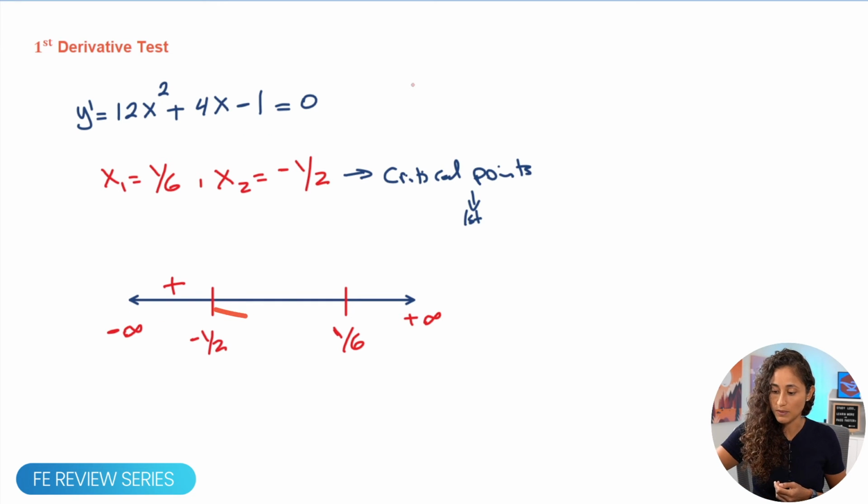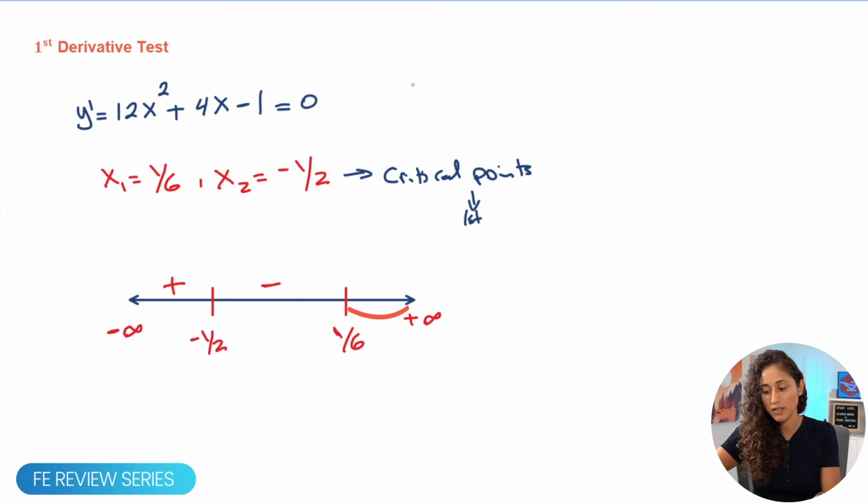Now, we can do the same thing here. So we're going to pick a number between minus 1/2 and 1/6. The easiest one is 0. So if you plug in 0 here, this term is going to be 0. Same thing with this term. And then we're going to have minus 1, which means we're going to have a negative number.